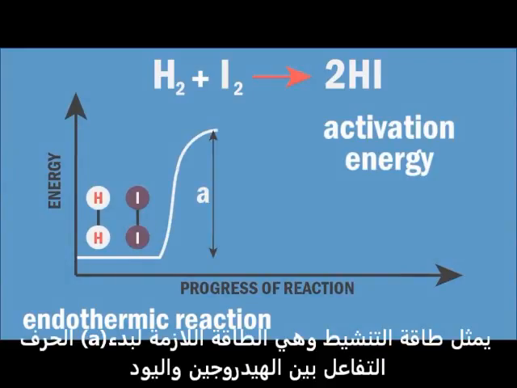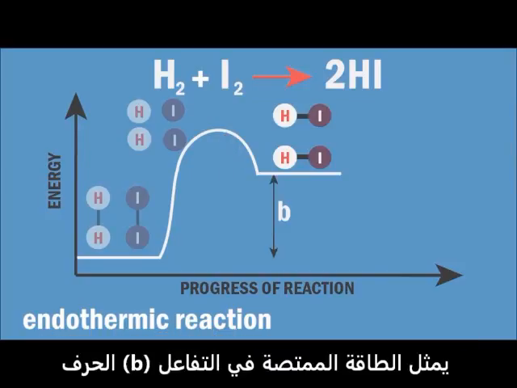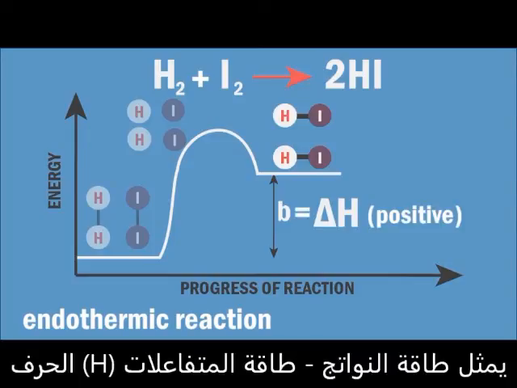A is the activation energy, which is the energy taken in to break the H-H and the I-I bonds in the reactants. C is the energy given out when the new H-I and H-I bonds make to form the products. B is the net energy taken in, delta H, during the reaction.